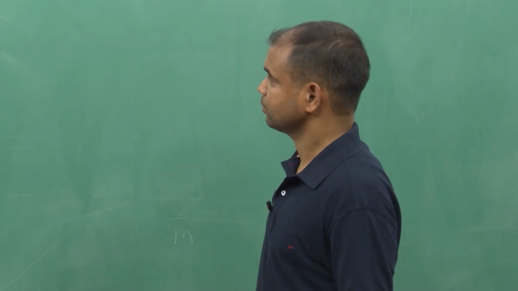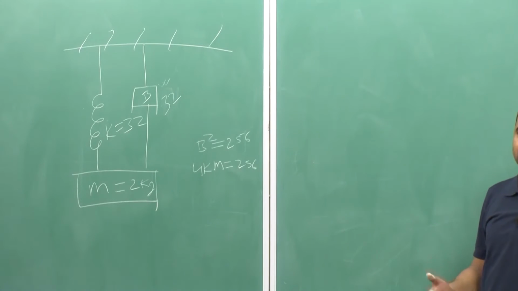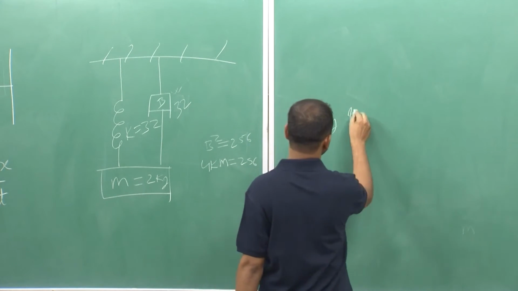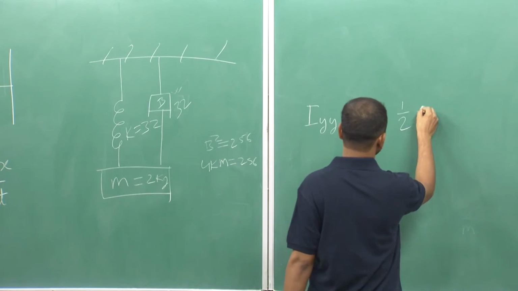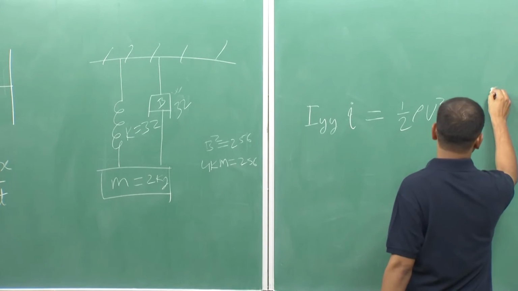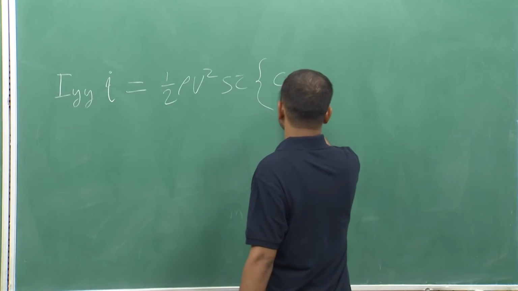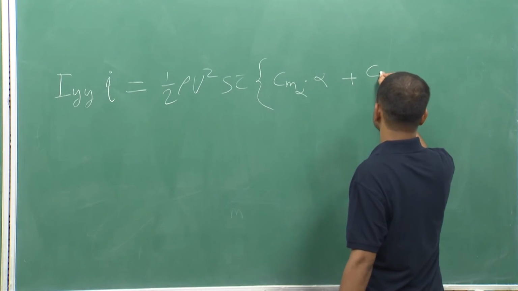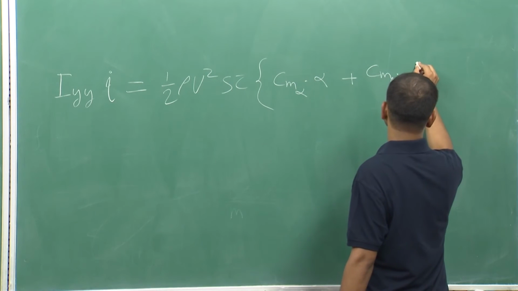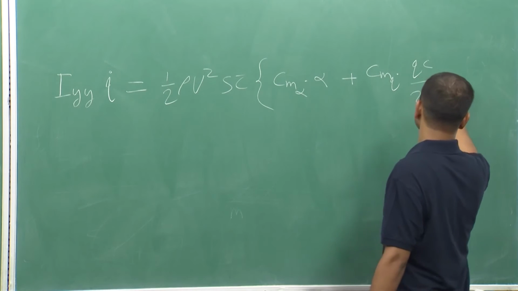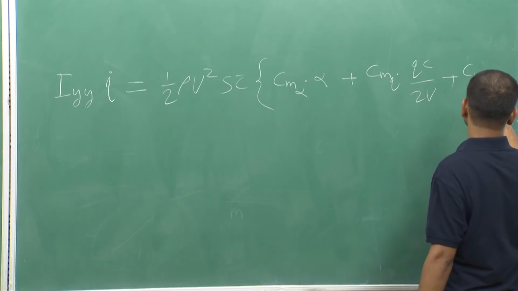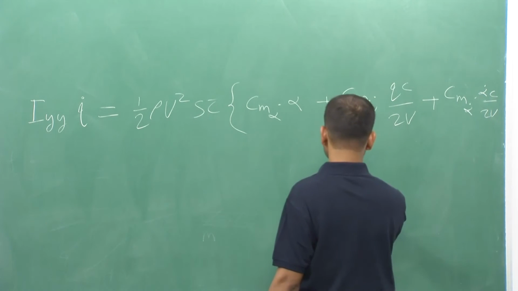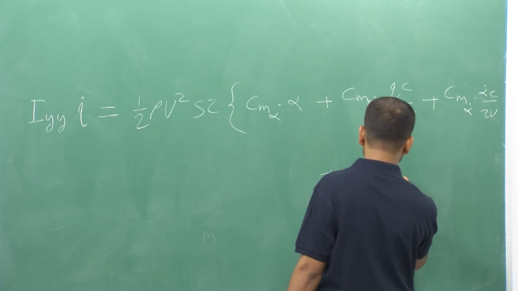If I try to visualize the longitudinal, pitch-only motion of the aircraft, if you remember the equation: Iy q dot is equal to half rho V square S c bar multiplied by Cm alpha into alpha, plus Cm q into q c by 2V, plus Cm alpha dot into alpha dot c by 2V, plus Cm delta E into delta E.